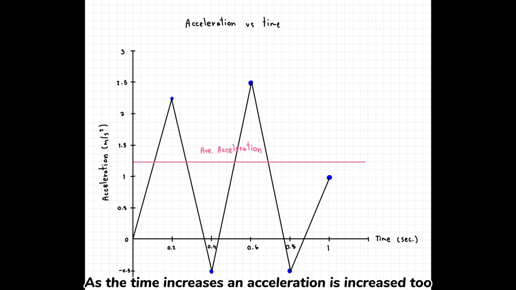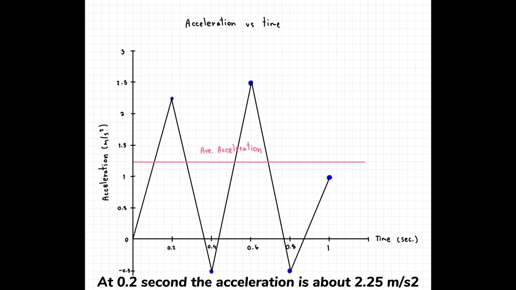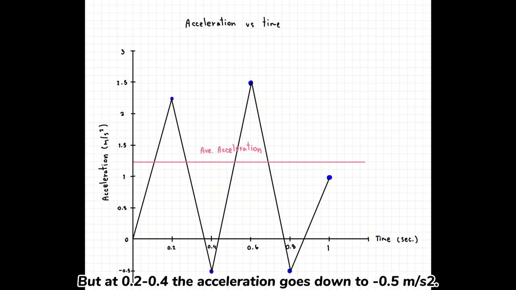Graph: acceleration versus time. As the time increases, the acceleration increases too. But at some point, when the marble hits the wood, the acceleration goes down to negative. At 0 to 0.2 seconds, the acceleration is about 2.25 meters per second squared. But at 0.2 to 0.4, the acceleration goes down to negative 0.5 meters per second squared.